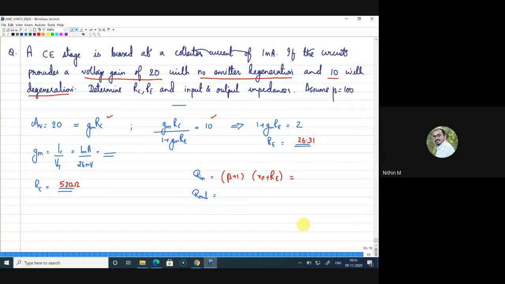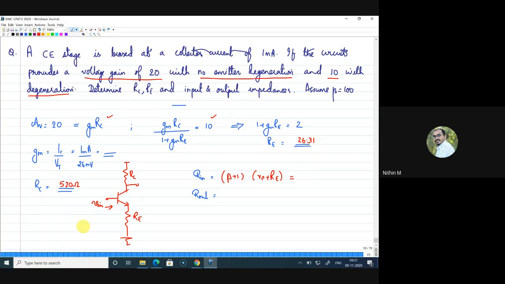Kirtana, R out is not RE parallel RE. Okay, let me just draw the circuit diagram here. This is a circuit with degeneration, right? This is RC and this is RE. This is V in. Now input impedance is here, which is equal to small re plus capital R into beta plus 1, that you need to evaluate.